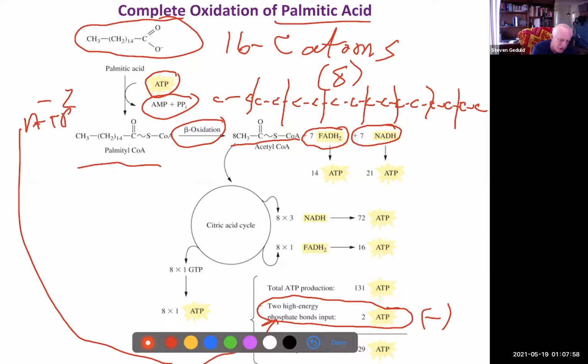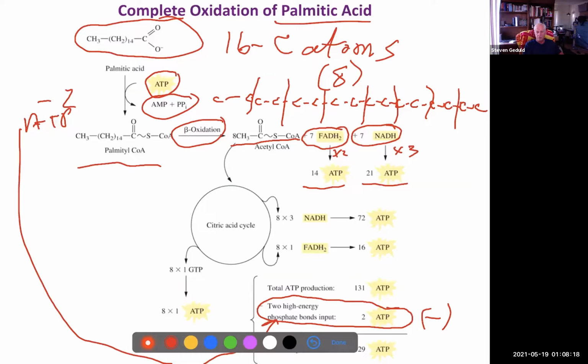Okay, so there's our 2. So you have 7 FADH2s, and every FADH2 is times 2, every NADH is times 3. So for each of those bonds that are being broken, you generate 14 ATPs for the FADH2s, and 21 ATPs for the NADHs.